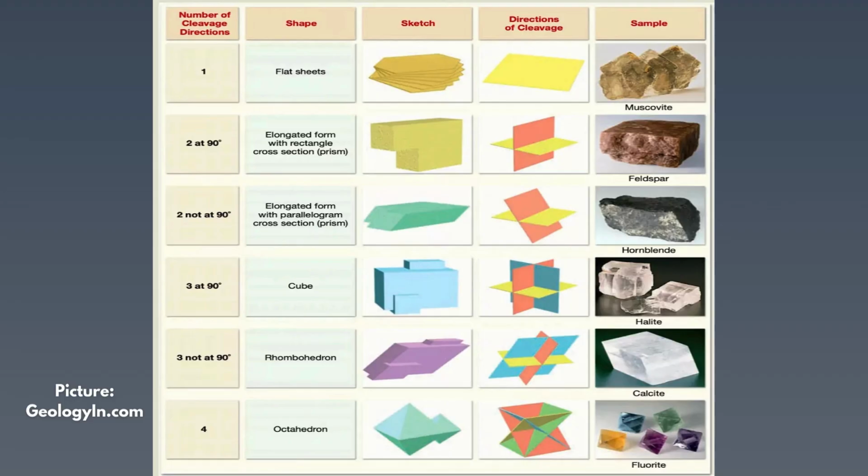For example, topaz is kind of rare to find on its matrix because it has perfect basal cleavage. So at the bottom of the prism, it breaks really easily. So it commonly breaks off of its matrix, and you get loose crystals.